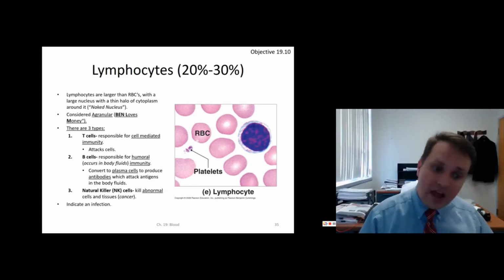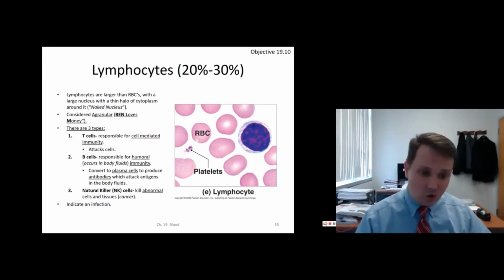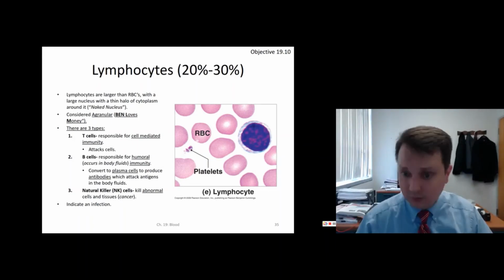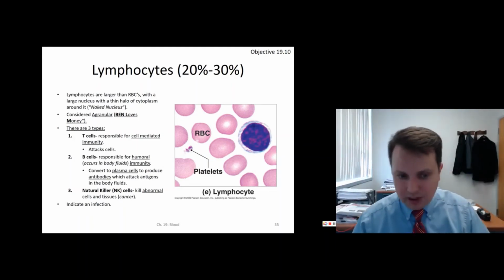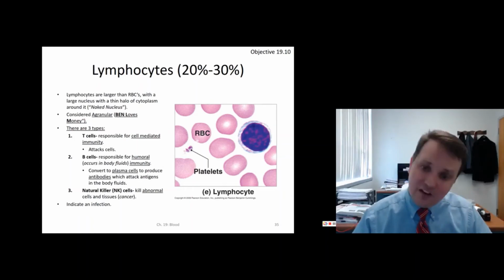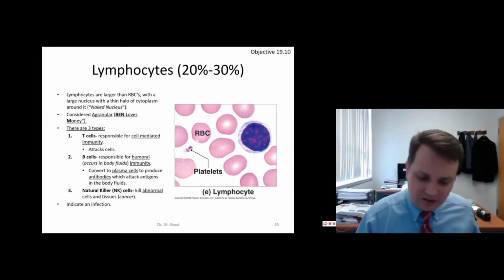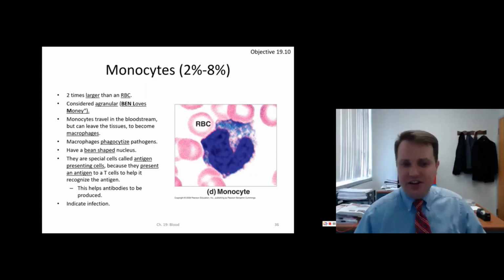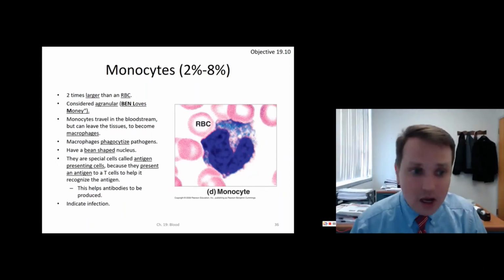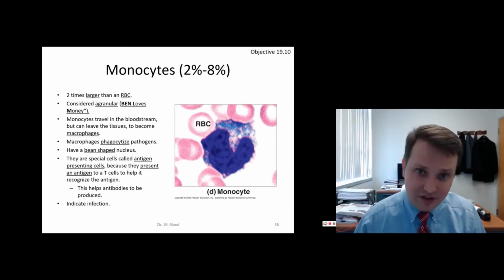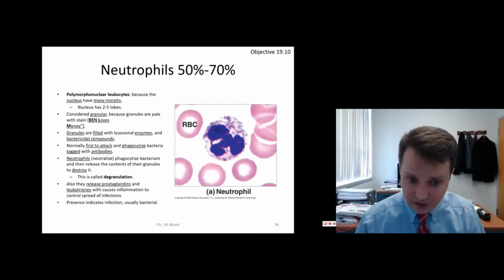And they indicate an infection or maybe even cancer. Okay, I should put infection or cancer. So they indicate an infection, things like that. Monocytes. So most of them will indicate infections. There's a couple who indicate very specific things, like neutrophils specifically for bacterial infections.